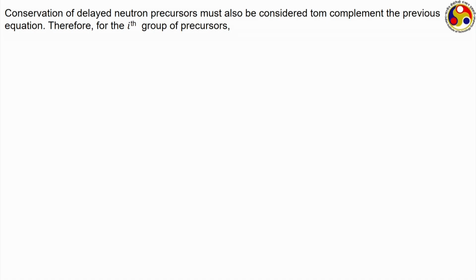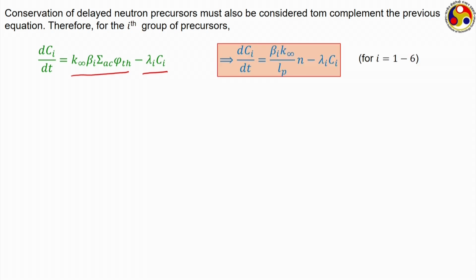So, for the ith group of precursors, we can write this conservation equation where the left hand side represents the rate of change in the concentration of the ith group, and on the right hand side the first term represents the rate of production of delayed neutron precursors of that ith group, because beta is the delayed neutron fraction for that ith group, and lambda_i C_i represents the decay rate, which we have used in the previous slide also. And so, we can rewrite this into this form where i can vary from 1 to 6.